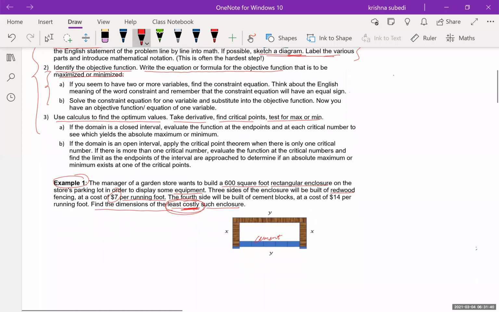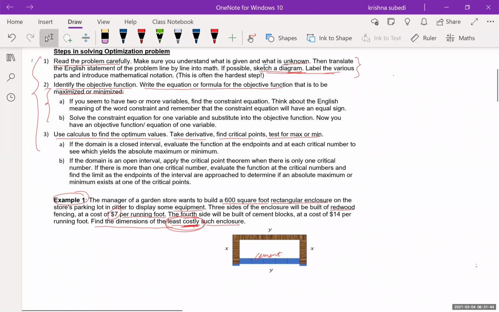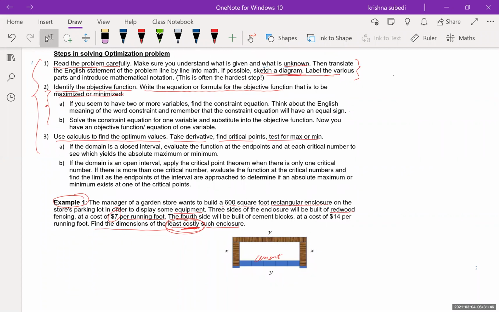So step 1, read the questions carefully. Yes, we read it. And then if possible, sketch the diagram. Yes, we sketch the diagram and label the various parts. Yes, we label it. It is X, X, Y, and Y. That's how we label it. Okay. Step 1, we did all of these. We read it, we understand, we sketch the diagram, we use mathematical symbol and notation.